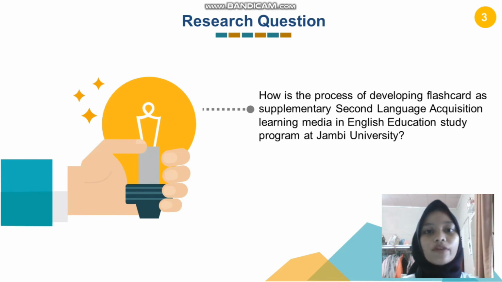How is the process of developing flashcards as supplementary second language acquisition learning media in the English education study program at Jambi University? So in here, I will explain the process from the start until the end of the development section. It can be said that the procedure will be explained from need analysis until expert judgment.